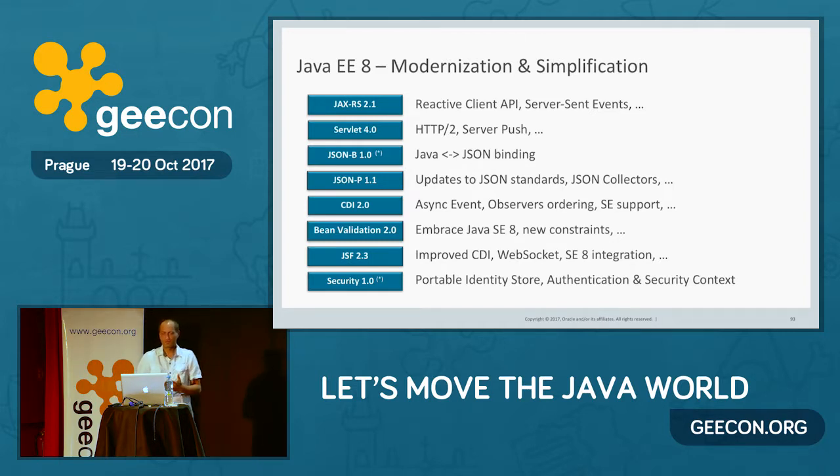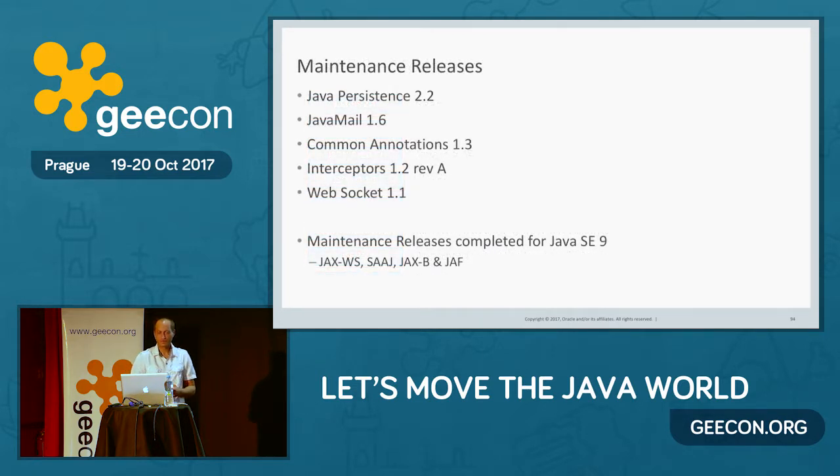These were the main JSRs of EE8. There was also a bunch of maintenance releases done. Notable ones are Java Persistence 2.2, JavaMail, Common Annotations, WebSockets, and another set of updates were done to JAX-RS, SAAJ, JAXB, and Java Activation Framework.